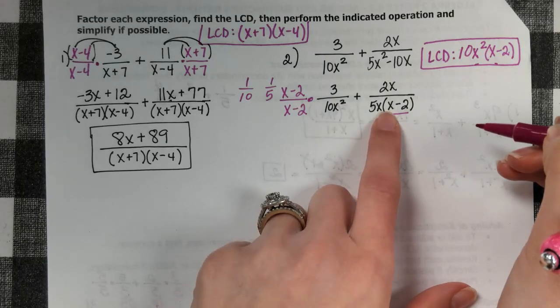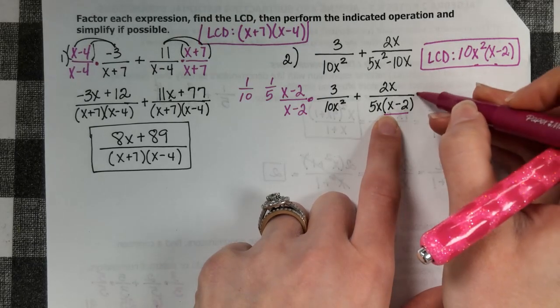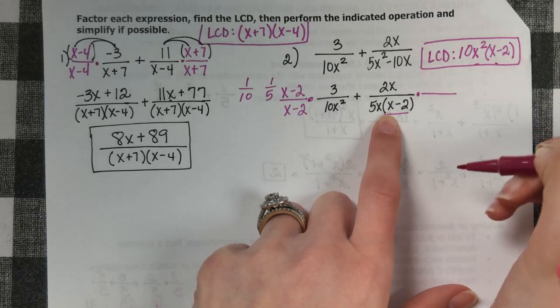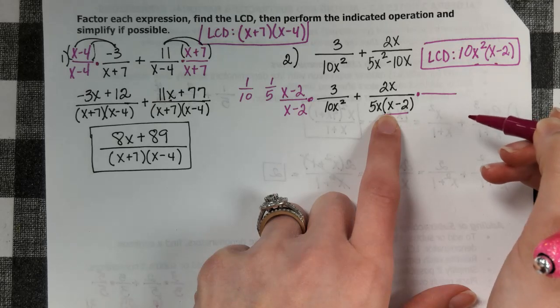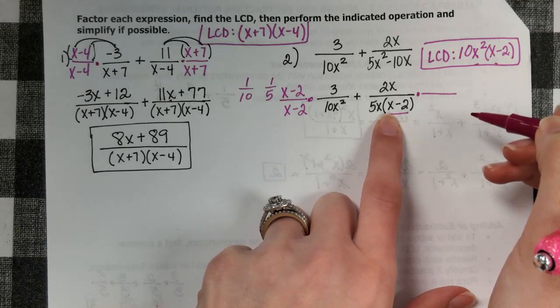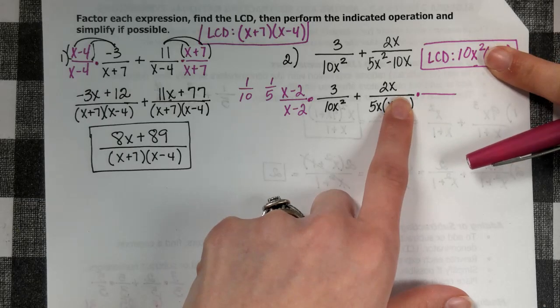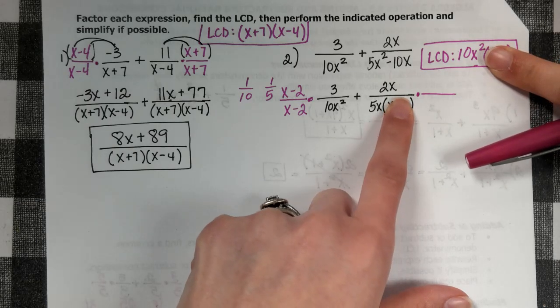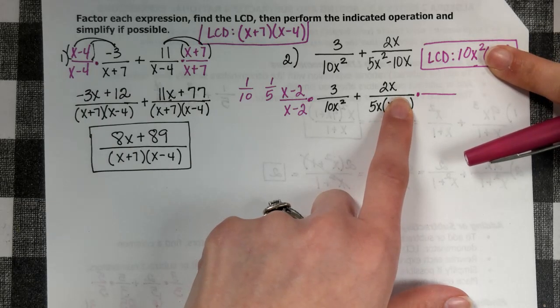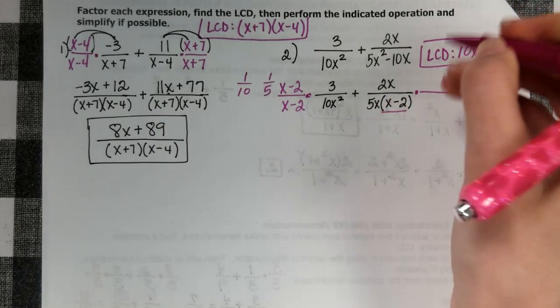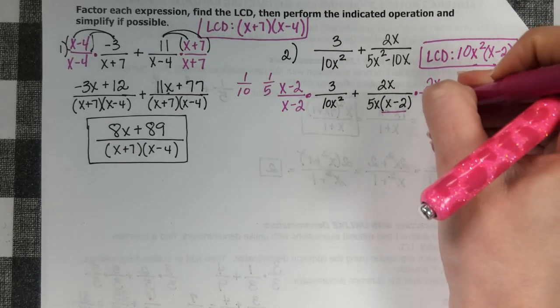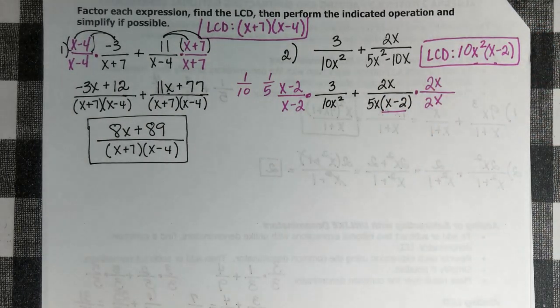Okay? Now when I look at my 5x and x minus 2 as my denominator, my x minus 2 is already there, so I don't need to multiply by that. So see how I need a 5x to become a 10x squared? I can multiply that by 2x. Do y'all all see that? Okay.